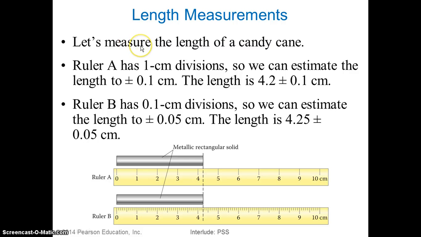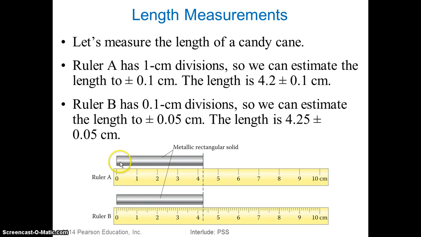Let's measure the length of a candy cane. We have two rulers, ruler A and ruler B. Both measure up to 10 centimeters. But you can see ruler A has 0 to 1 centimeter with no small markings in between. In ruler B, we have 0 to 1 centimeter, but it has 0.1 centimeter divisions in it, small markings in it.